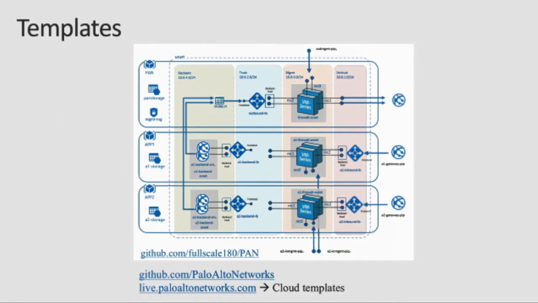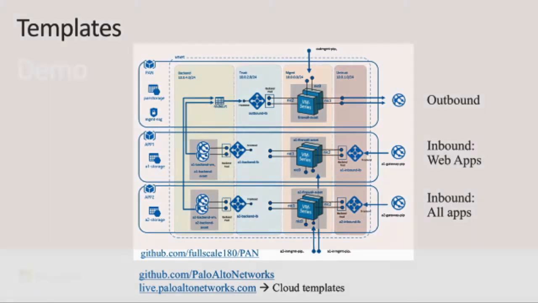If you want to build some of these things, you go to our GitHub repo, github.com/PaloAltoNetworks. There are lots of templates for Azure and AWS. And there's this template that one of our partners also built. So you can try out some of these things yourself. And it's got all these capabilities for inbound, outbound, web apps, east-west security.